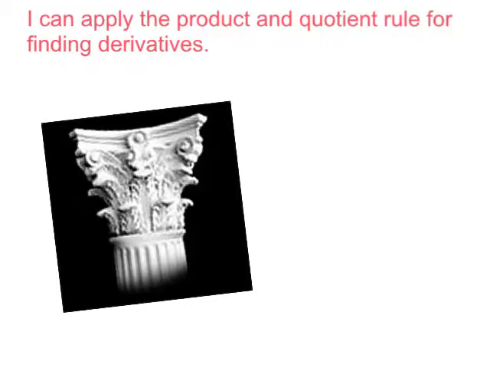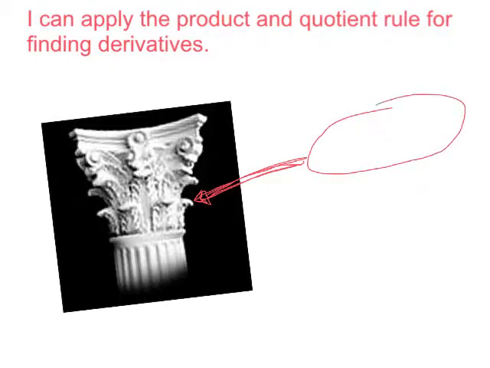And the trivia question for the day: featured here is the capital of a Roman Corinthian column. The capitals of Roman Corinthian columns are easy to recognize because of this leafy figure that's carved into it. And the trivia question is, what type of plant family are we mimicking with these leafy figures typically?